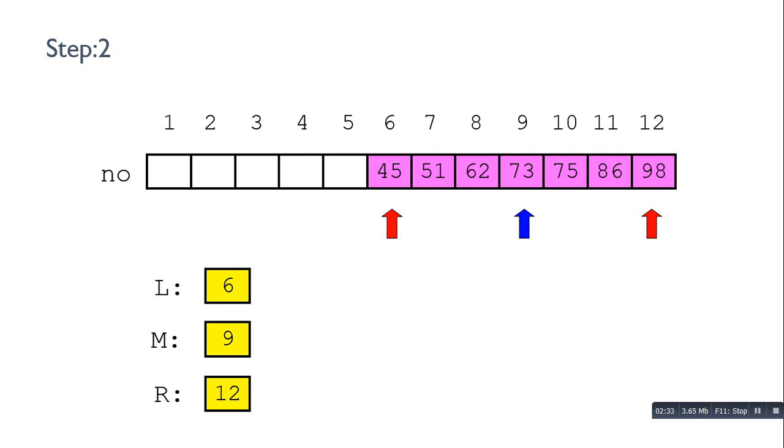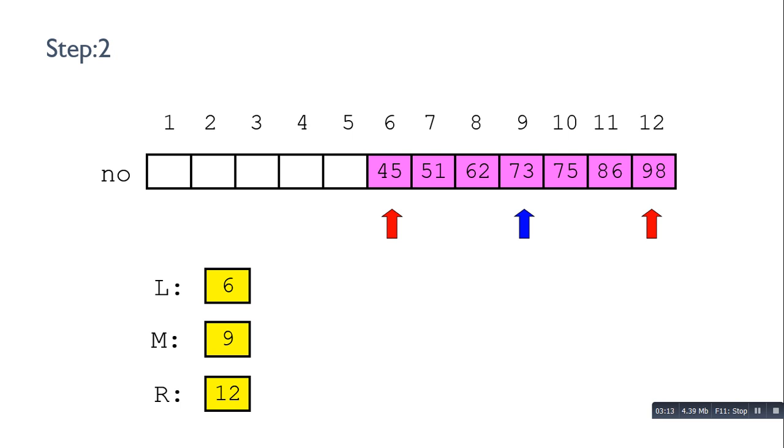Then again we have to reassign left, right and middle, because binary search is nothing but repeatedly halving the whole list of elements into 2 until we find the search element. That requires log n comparisons. The left element is now the 6th position, that is 45, and the right element is the 12th position element, 98. The middle is 6 plus 12 by 2, that is the 9th position, which is 73.